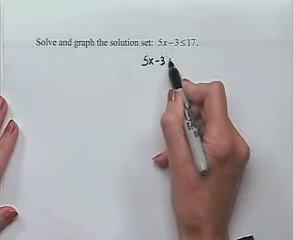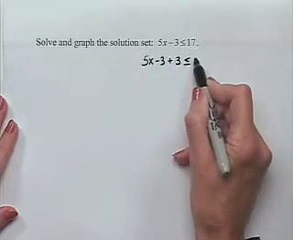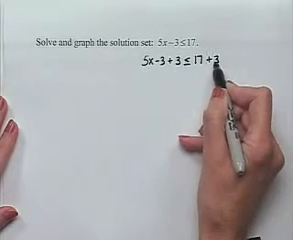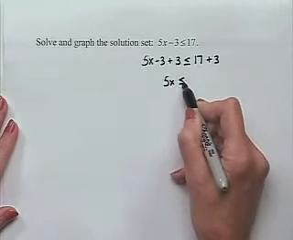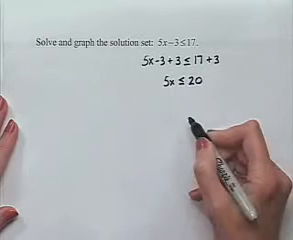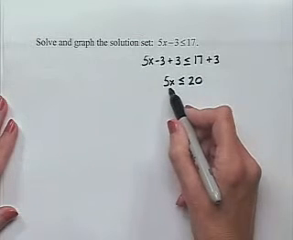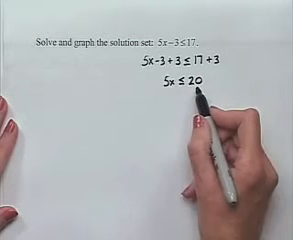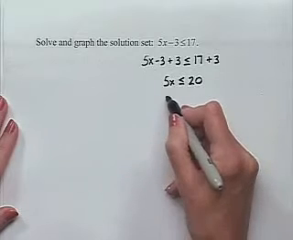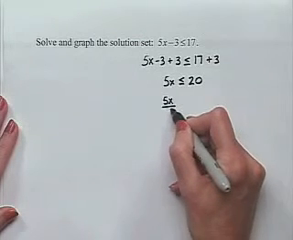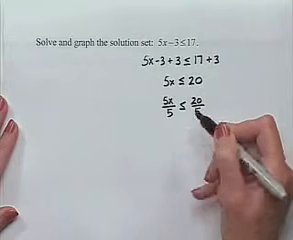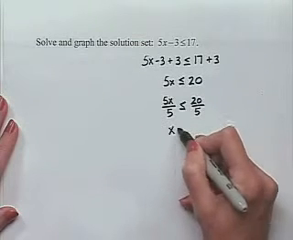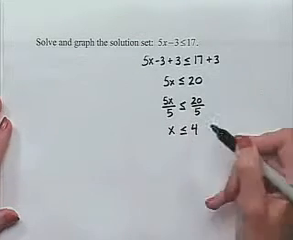5x minus 3 plus 3 is less than or equal to 17 plus 3. We'll end up with 5x is less than or equal to the value of 20. Next, to solve for x, we're going to divide both sides of the inequality by 5. When we divide by 5 on both sides of an inequality, our inequality symbol remains the same. We're going to have x is less than or equal to the value of 4.